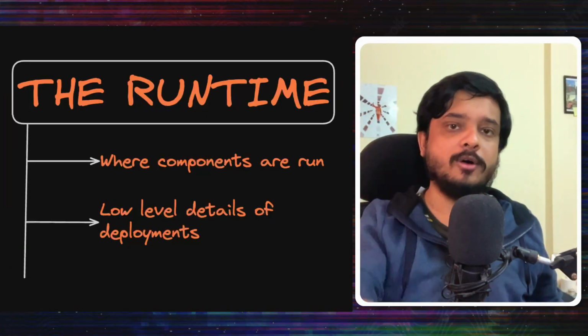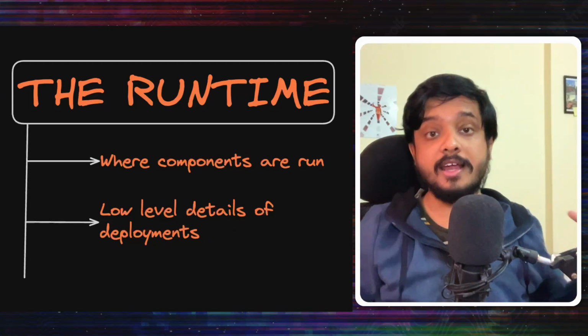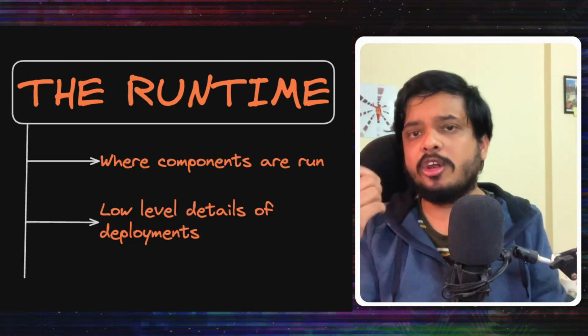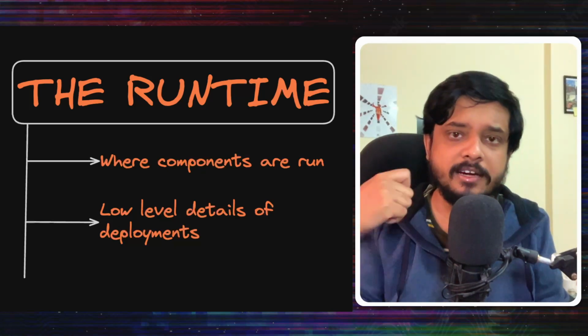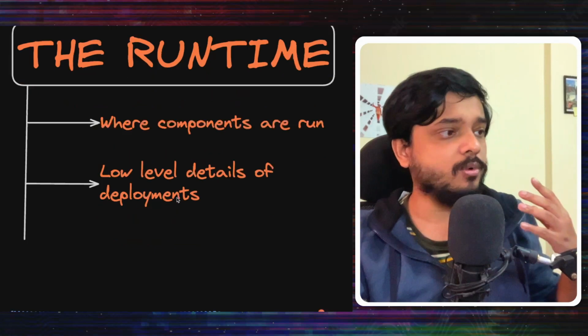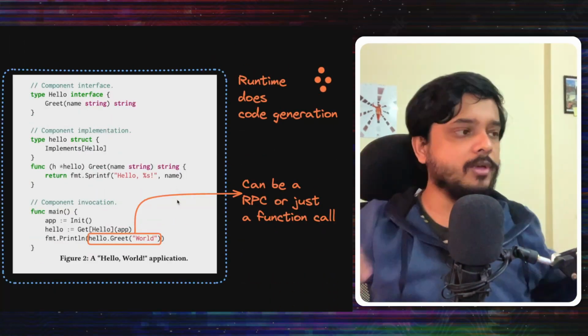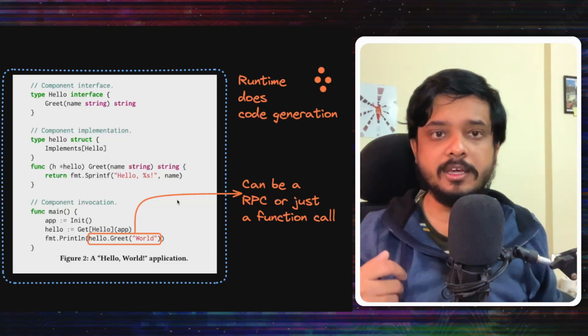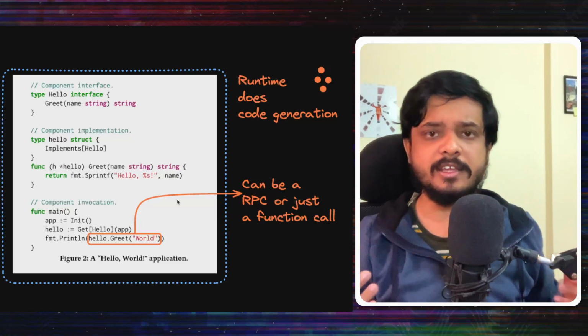Okay, let's talk about the runtime now. As I said earlier, the runtime takes care of where the components are run and deployed. It takes care of the low-level details for this. Now, there are some more responsibilities that the runtime needs to take care of, and the first one is called code generation. Look at this code again. You see that we are making a function call here. Now this can be an inter-process communication call or remote network call or just a normal function call, anything.